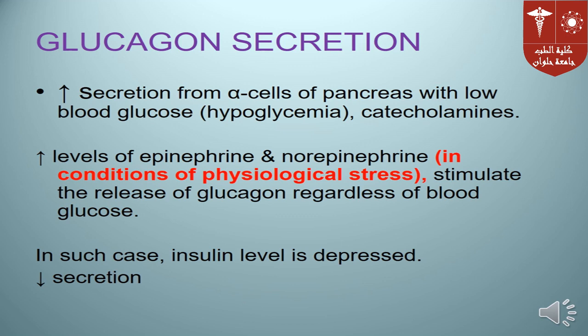Okay, so physiological stress due to epinephrine and norepinephrine release can lead to hyperglycemia because they increase glucagon release. This means that physiological stress or stressful condition can aggravate or can precipitate or can be one of the factors for development of diabetes mellitus اللي هو مرض السكر.